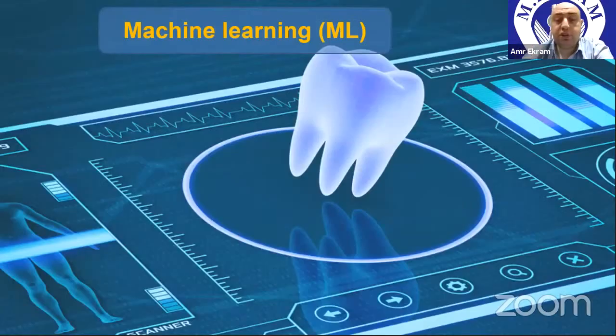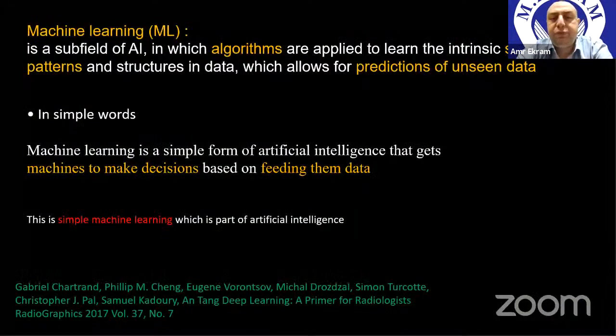So what about machine learning? As we said, machine learning is a simple form of artificial intelligence that gets machines to make decisions based on feeding data. You give the computer data and ask the computer to do tasks. So this is machine learning. The difference between machine learning and deep learning is that machine learning is concerned with simple tasks, while deep learning is for complex tasks.